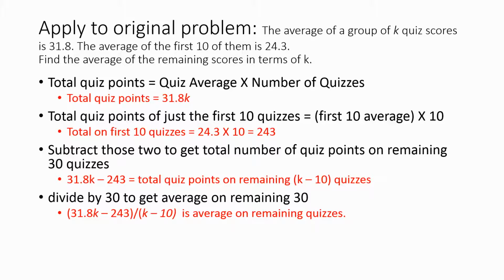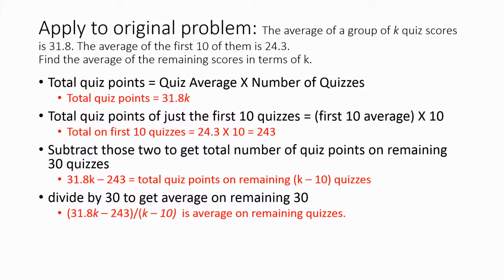Total quiz points is the quiz average times the number of quizzes. So the total quiz points is 31.8 times K, the number of quizzes we have. It doesn't matter that we don't know what K is. That's what the average is, the average for the total times K. For the first 10 quizzes, we have 10 quizzes whose average is 24.3, so that must have been 243 points. Subtract those two, 31.8K minus 243, that's the total quiz points on the remaining, how many quizzes? Well, K minus 10. We had K total to begin with, and we're subtracting out the first 10 quizzes.